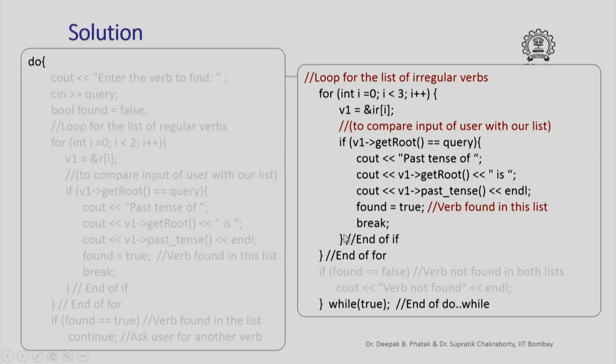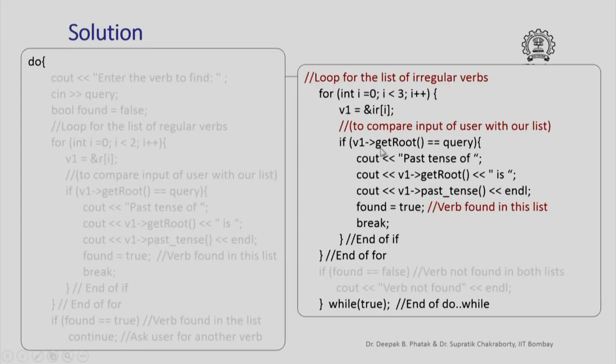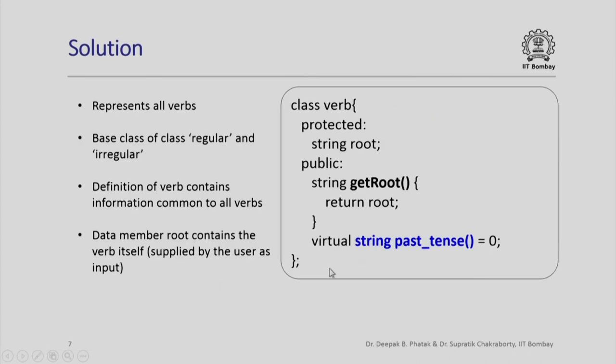And then here I am going to do the same thing as I had done earlier. I am going to call v1 arrow getRoot. So, if you go back in the class verb, there is this method getRoot, which is declared, and it is not virtual. Therefore, v1 arrow getRoot will actually invoke this method and it will return the root verb stored in that object. And if that matches the query, then we will print out past tense of root is, and we will print the queried verb over here. And how do we now print the past tense of this verb? We call v1 arrow past tense. But v1 being a pointer to the base class, and the base class being an abstract class in which past tense was a pure virtual function, v1 arrow past tense would really require us to find out what v1 is pointing to.